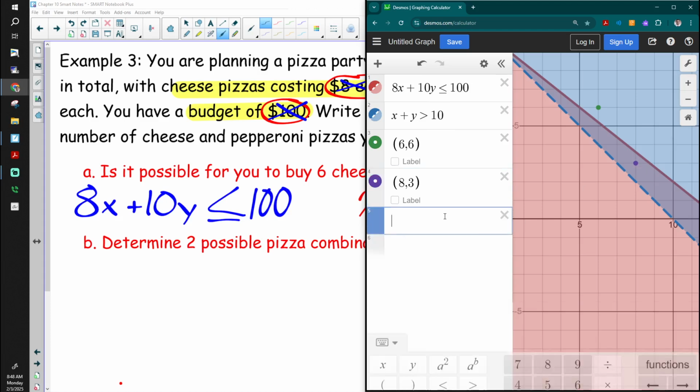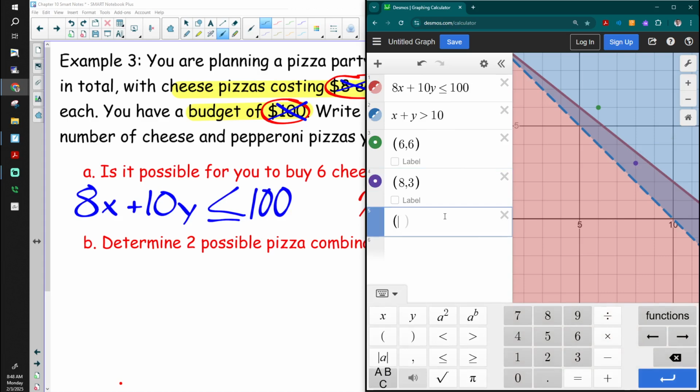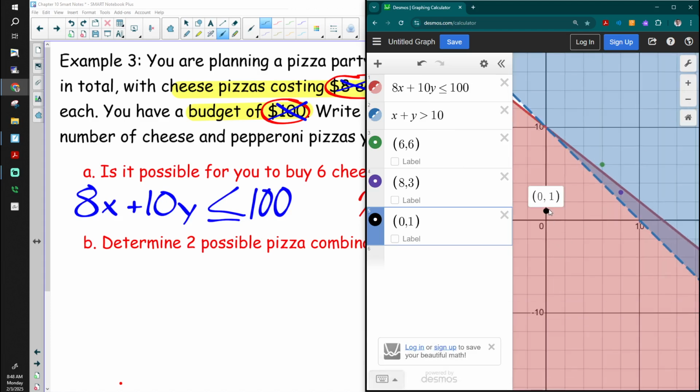What did you say, Darren? Let's see if (0, 1) works. This is the point (0, 1). Now, what's wrong with this? Oh, I thought that was 0. Where? Oh, right here? No, that's 10. Okay, but (8, 3) definitely works. What's another one that would work?